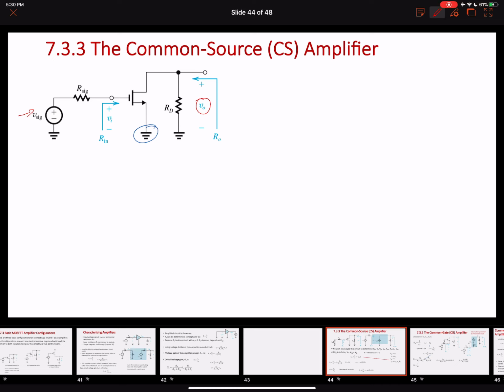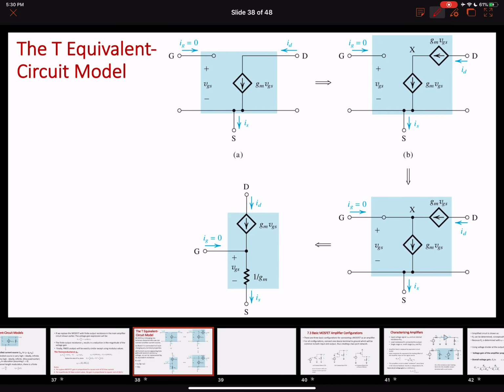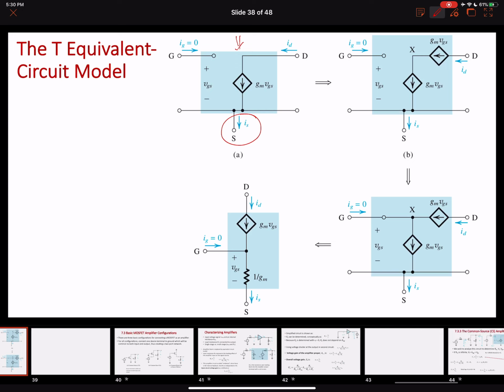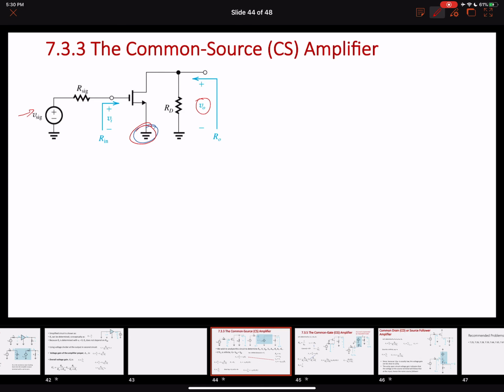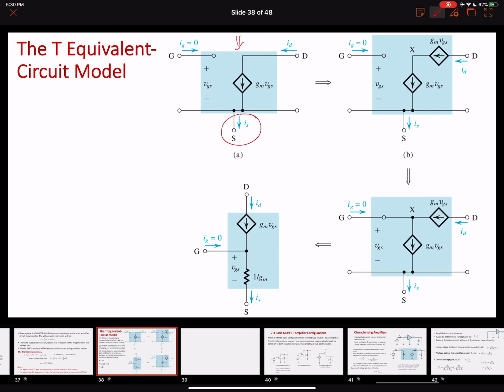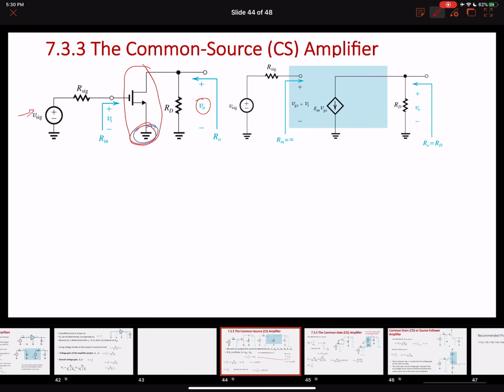Now, using the equivalent circuit models, when we have a common source, I can easily use this equivalent circuit model to open up that amplifier circuit. So I can represent that with this equivalent circuit over here. All right, so let's open this up.